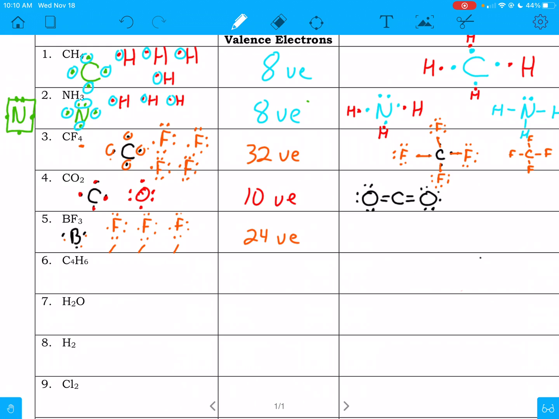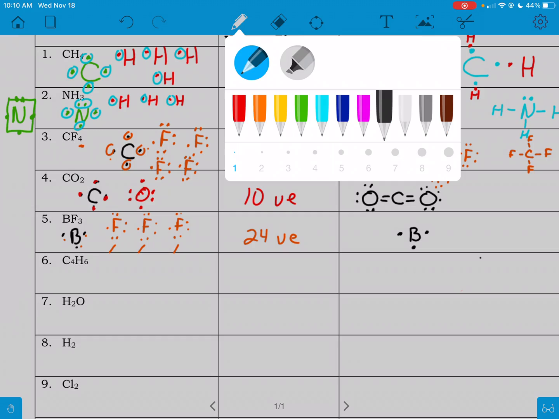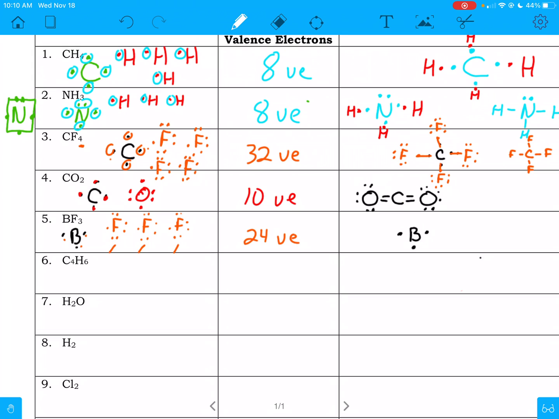So let's see if we can figure this out. We're going to put boron, not boring. Maybe it is boring, I don't know. We're going to put a dot here, and a dot here. Now let's get our fluorine in here. Fluorine, 1, 2, 3, 4, 5, 6, 7. Another fluorine here, 1, 2, 3, 4, 5, 6, 7.